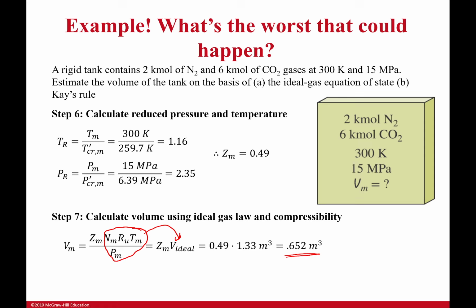Now, practically, what does that mean? Well, it means this. If you were to take a tank and it was 1.33 meters cubed, and you were to fill it with 2 kilomoles of nitrogen and 6 kilomoles of carbon dioxide, thinking that you would get a pressure of 50 megapascals, you would find out, surprisingly enough, that you would not. You would have a lower pressure because you weren't filling it with as much, you had just too much space for that amount of gas. And so this is one way you could test this. You would just add in that certain amount.